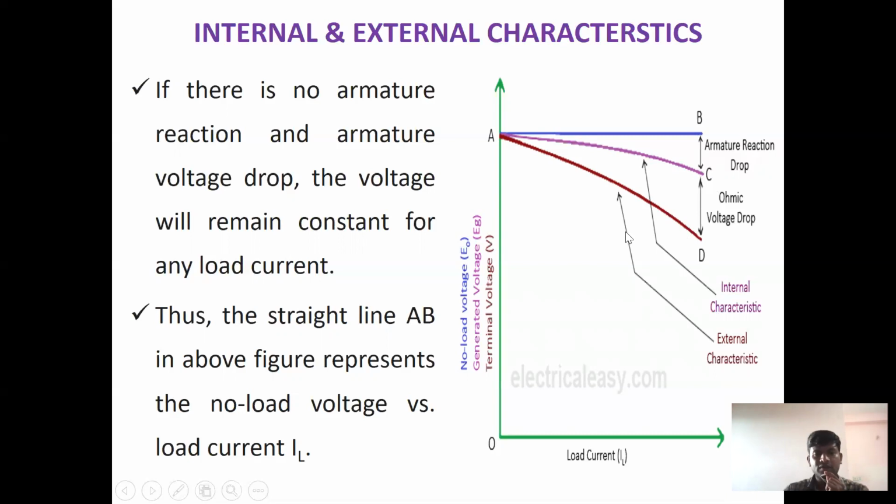And then after some time, after getting the excitation, we connect the load. We plot the load characteristics at the load. At the load, we connect the voltmeter, which gives the reading of terminal voltage, and then we take the reading of load current. When we connect the load, there is some internal resistance.